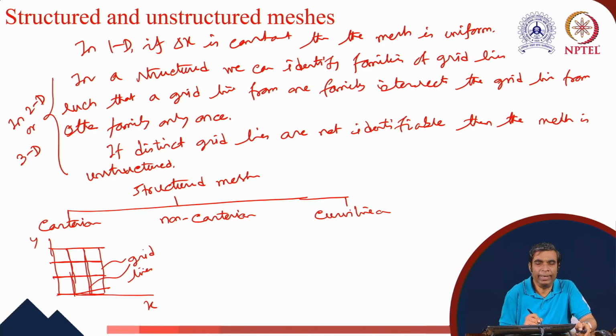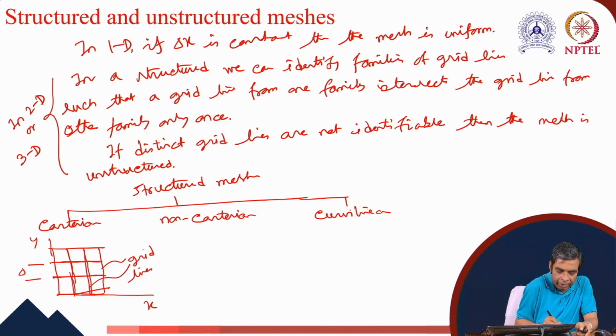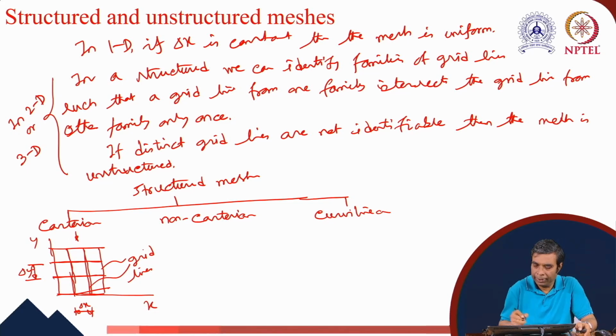Now every grid line is either parallel to the x-axis or parallel to the y-axis. Here this is the mesh size, we say this is delta y, and here it is mesh size in x direction, this is delta x. So this is an example of a Cartesian mesh which is a structured mesh. So here we can identify 2 families of grid lines. One is the horizontal family and the other one is the vertical family.